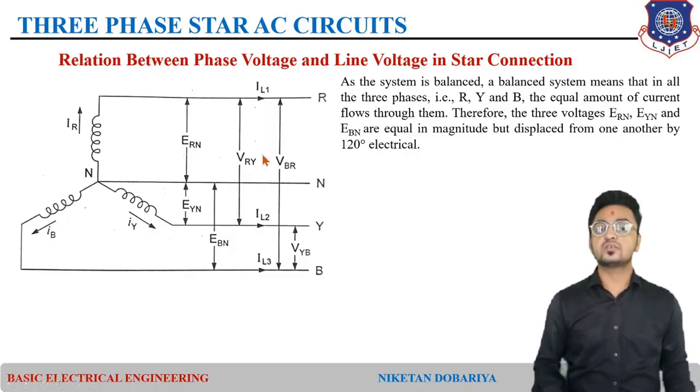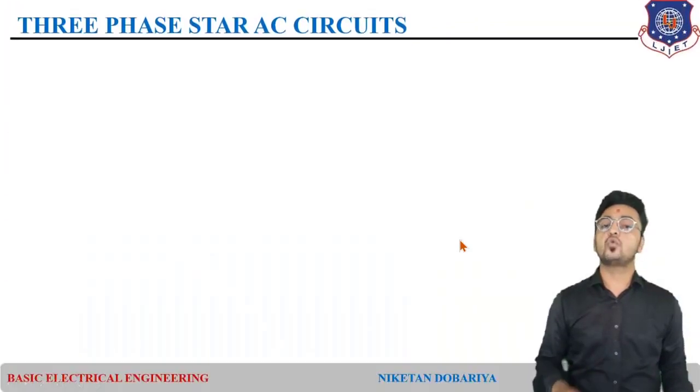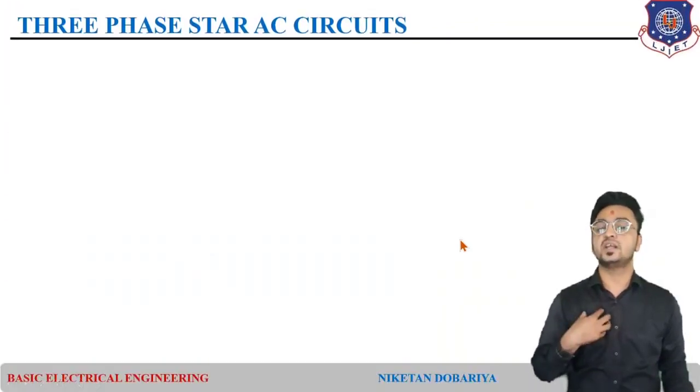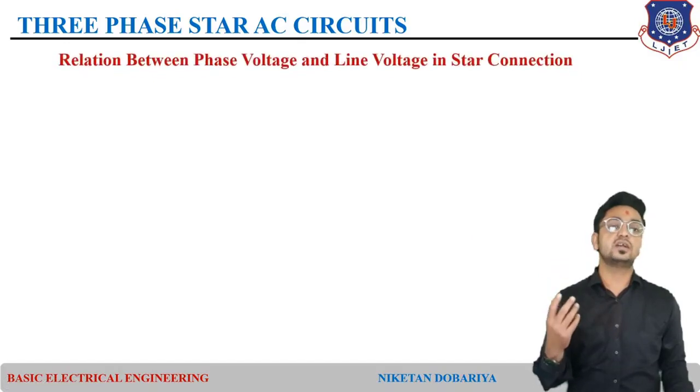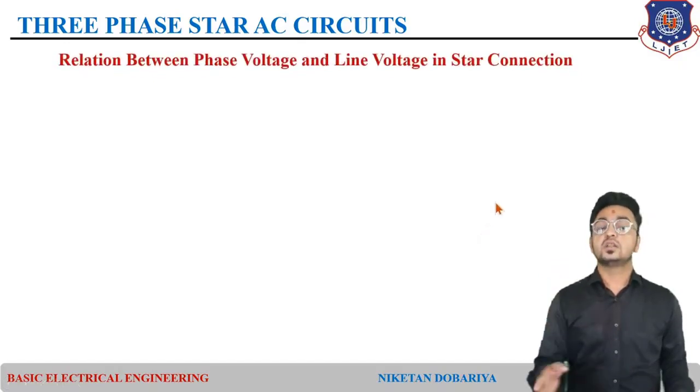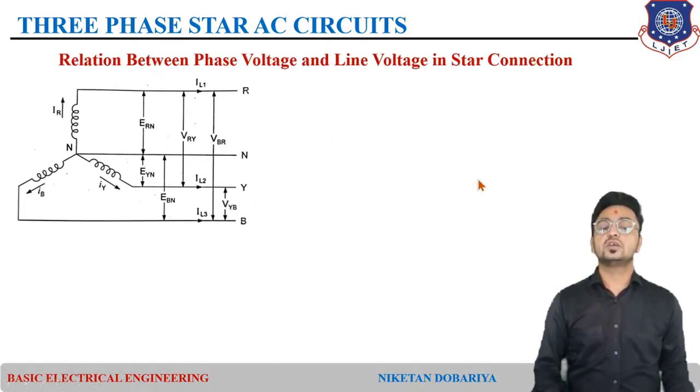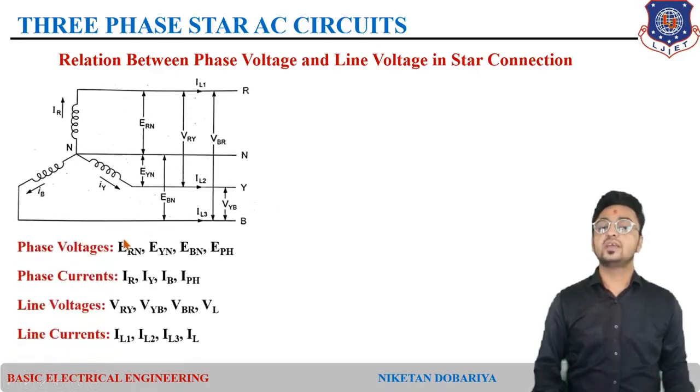So we will always continue with these parameters: VRY, VYB, and VBR. Here we have defined four parameters, mainly the line voltage and phase voltage. Now, let's continue the theory. These are the parameters defined here: three phase voltages, three phase currents, three line voltages, and line current.